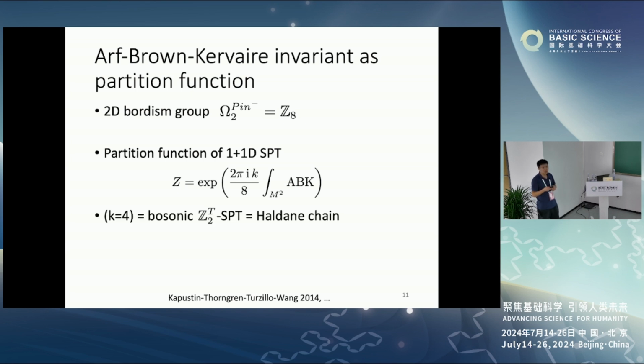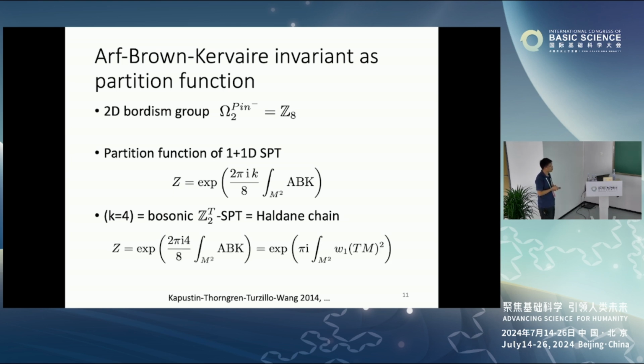And one of the states that is known in the bosonic case is the k equals 4 case. If k equals 4, this partition function, this ABK invariant, will become this w1 squared. w1 is the first Stiefel-Whitney class. And therefore, it reduces to the famous Haldane chain. So therefore, it is a bosonic SPT state protected by this Z2T symmetry, without Z2F symmetry. So therefore, it's a bosonic system. And now, this one is the partition function for the 1+1 dimensional SPT with Z2T symmetry.